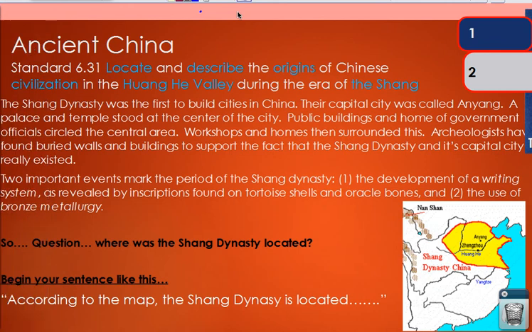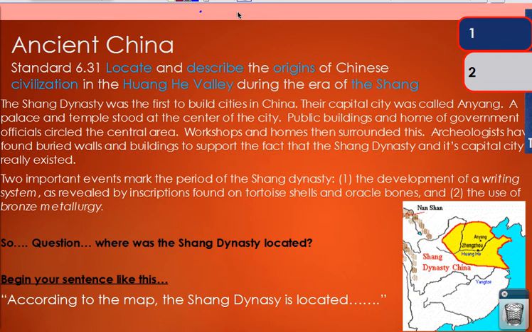Okay, I got two hands up. Tate, can you see it from back there? I think so. You can move up if you need to. Okay, read this paragraph. The Shang Dynasty. The Shang dynasty was the first to build cities in China. Their capital city was Anyang. A palace and temple stood at the center of the city. Public buildings and homes of government officials circled the central area. Workshops and homes then surrounded this. Archaeologists have found buried walls and buildings to support the fact that the Shang dynasty and its capital city really existed. Okay, proof in this paragraph.